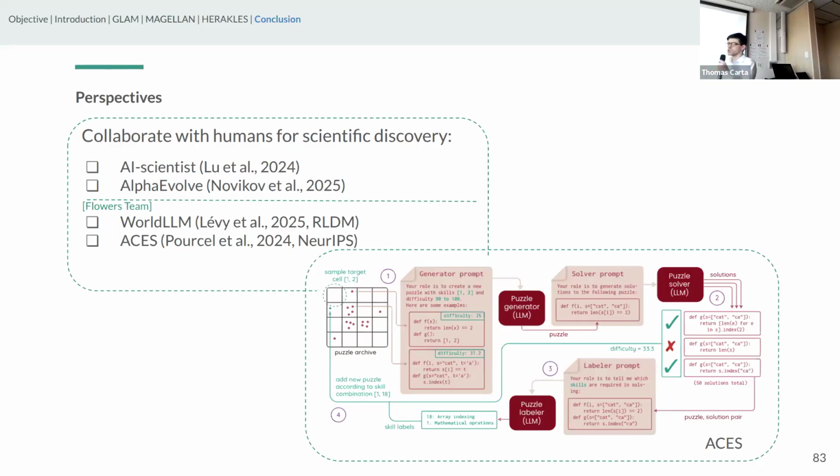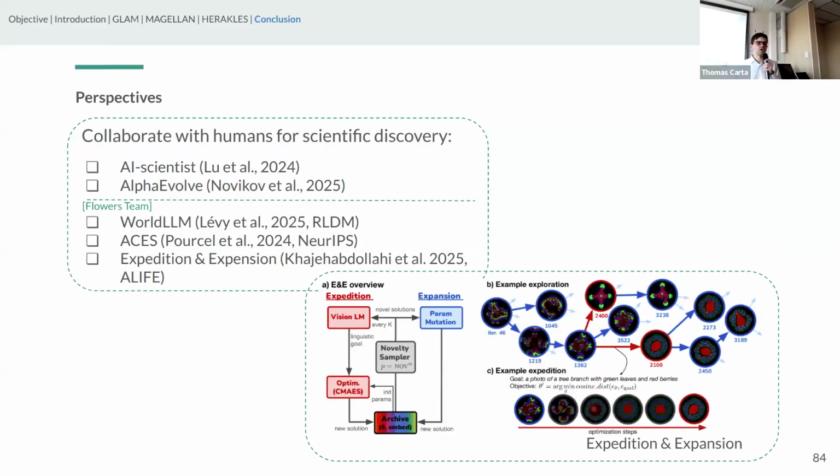It's called ACES, in which we use an LLM to generate creative algorithmic puzzles, and explore the space of algorithmic puzzles, trying to be creative. And finally, another work in the team is the one called Expedition and Expansion, where we use a visual language model to guide the exploration inside the space of continuous cellular automata called Lenia. So it searches automatically for new kinds of artificial life and spaces.